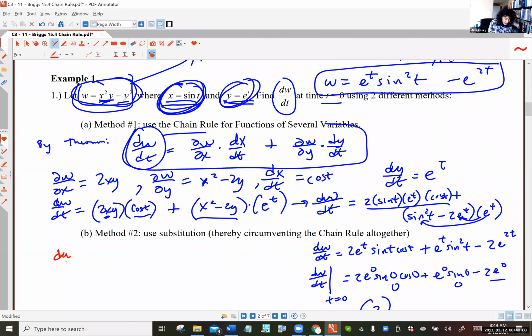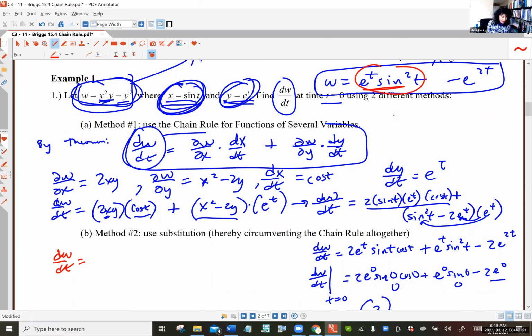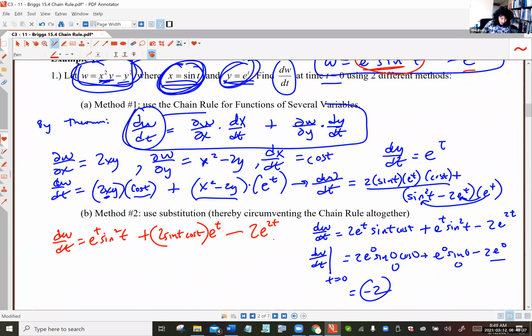So now for dW/dt, I just use my knowledge of functions of a single variable. I am going to have to use the product rule to find the derivative of e to the T sine squared of T. So let's do that. The derivative of e to the T is e to the T, multiplied by sine squared, plus the derivative of sine squared, which is 2 sine t cos t, multiplied by e to the t, and then minus the derivative of the last term, which is 2e to the 2t. And I hope you can agree that this is basically the same as this, right?